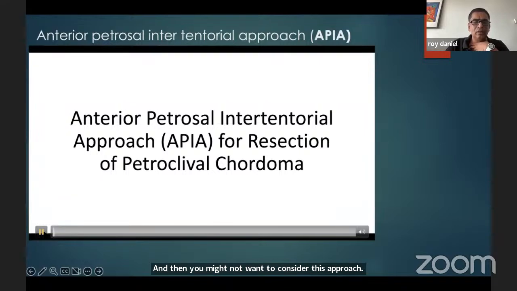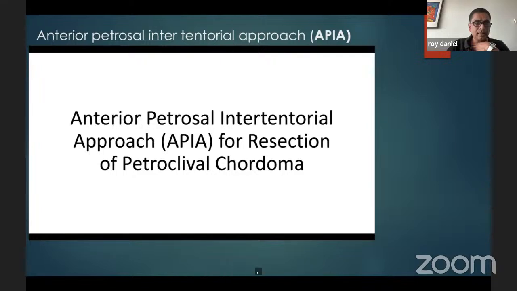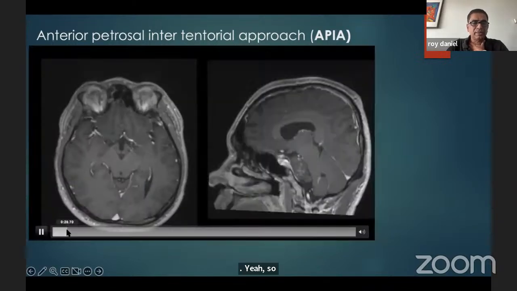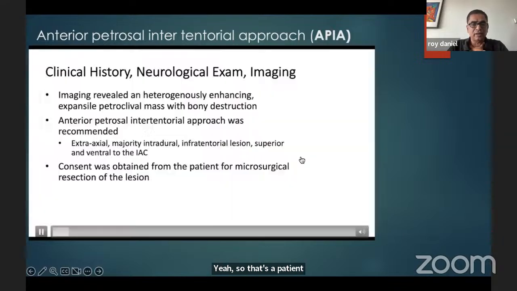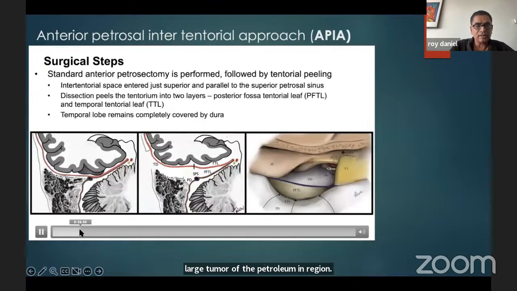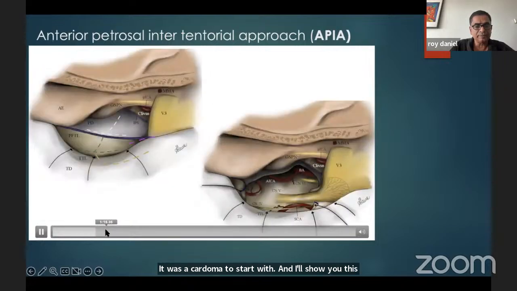Anterior petrosal intertentorial approach for the resection of. Yeah, so that's a patient who had this tumor, the large tumor of the petroclival region. It was a chordoma to start with. And I'll show you, this is the approach which I already described to you in detail.